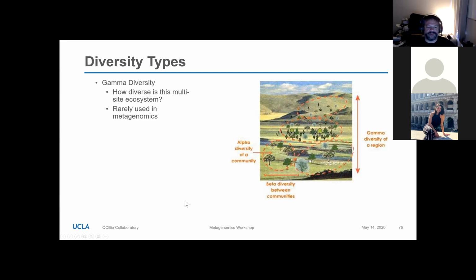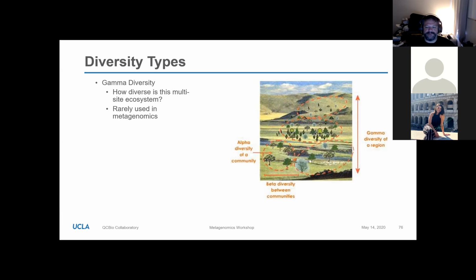You may hear people talk about gamma diversity. Gamma diversity isn't usually a big issue in microbiome analysis. I've never seen anybody actually use it besides saying gamma diversity also exists. It's more interesting for more traditional ecology, but that's basically looking at a multi-site ecosystem. So within a site, you take alpha diversity. Between sites in the same ecosystem, or just between sites in general, you can take a beta diversity.